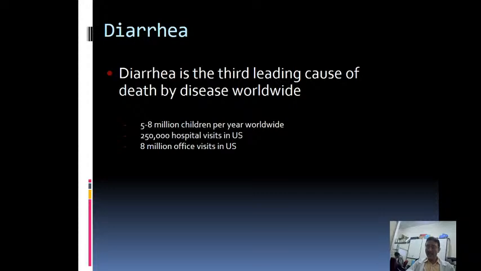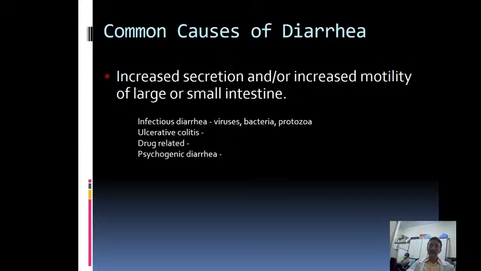Most of the time diarrhea is affecting children. It is caused because of increased secretion within the small intestine, or it can be because of increased motility or increased movements of the small intestine or the large intestine. Normally the diarrhea is infectious in nature. The infection may be because of either a virus, viral diarrhea, or bacterial, cholera, bacterial diarrhea, or protozoal infections. Rarely the cause can be ulcerative colitis or drug related.